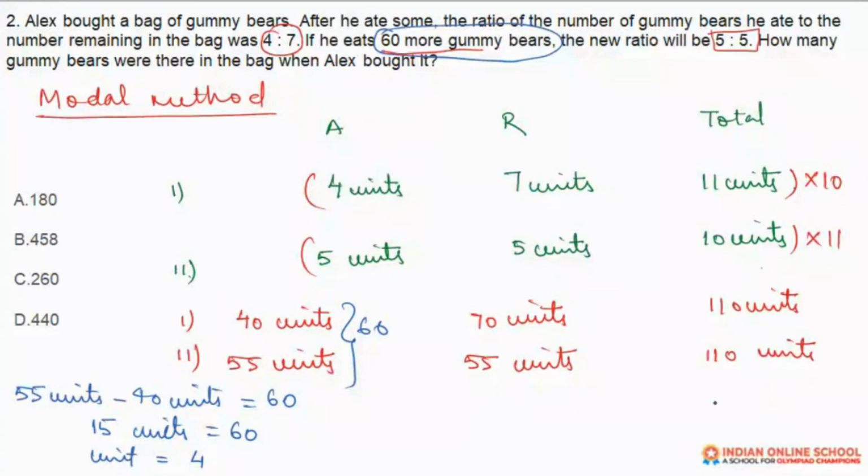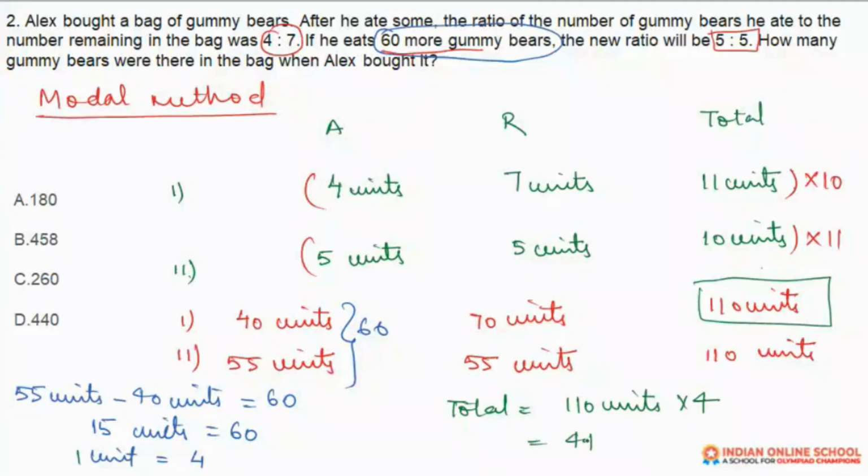If 1 unit means 4, then the total units we have is 110 units, correct? We can easily take the total as 110 units and then multiply it by 4 because the value of 1 unit we are getting as 4. So when we multiply it by 4, we will be getting 440 gummy bears. Okay. So how many gummy bears were there in his bag? So 440 gummy bears were there in his bag. Understood everybody?